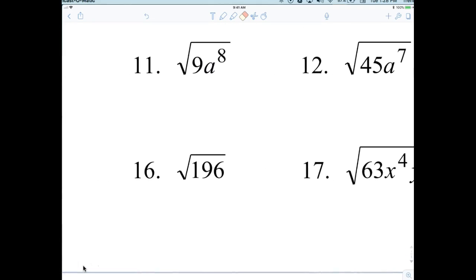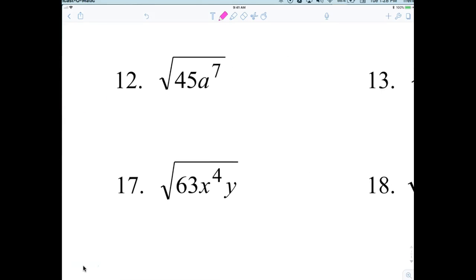So, 11. What's the answer to 11? 3a to the 4th. That is the answer. The reason it's the answer is because 9 is a perfect square and a to the 8th is a perfect square. Everybody good with that? 12. How do I break 45? And then a to the, a. And then the square root of 9.